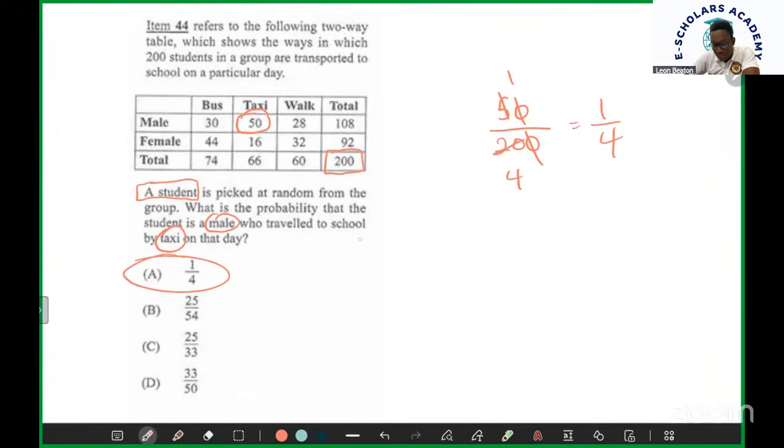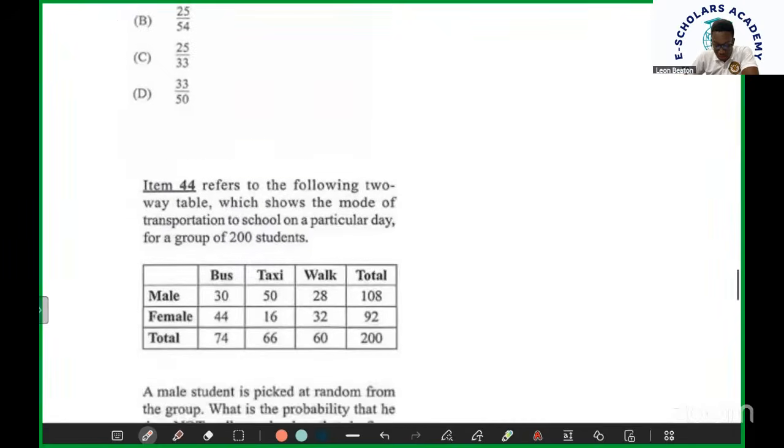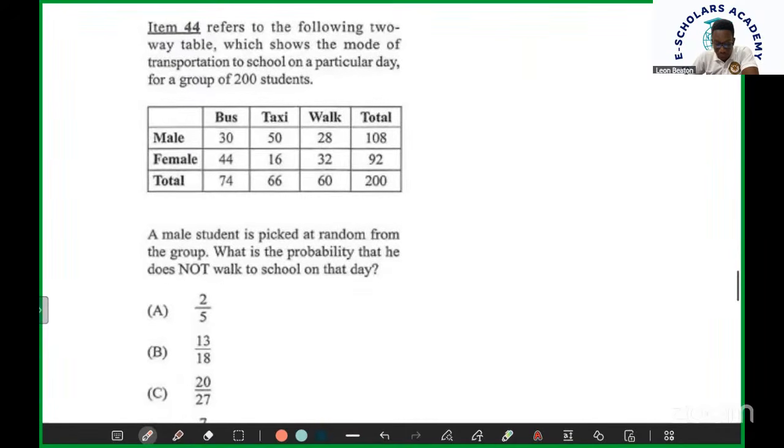So be careful with this question, right? A simple change here would change the answer. Instead of a student, they could have said a male is picked at random. That could impact the answer significantly, yeah? So I have another one now.